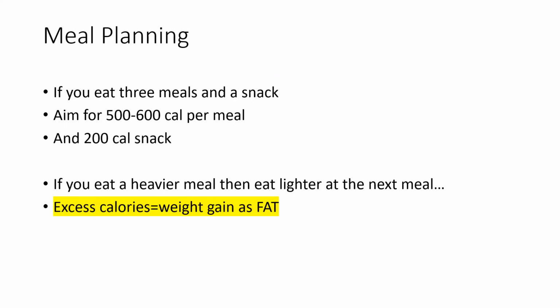So, in the last slide, we had an extreme example of a very high calorie meal versus a low calorie meal. But in general, what most people do actually eat, or what you can aim for, is 500 to 600 calories per meal, and a 200 calorie snack would give you your 1,800 calories for the day. If that's what you're eating, then you're unlikely to be gaining weight. Now, you can always eat a heavier meal or a lighter one, again, based on your activity level and what your goals are. And then remember that if you eat more calories than what you're using, then you're going to gain weight as fat.